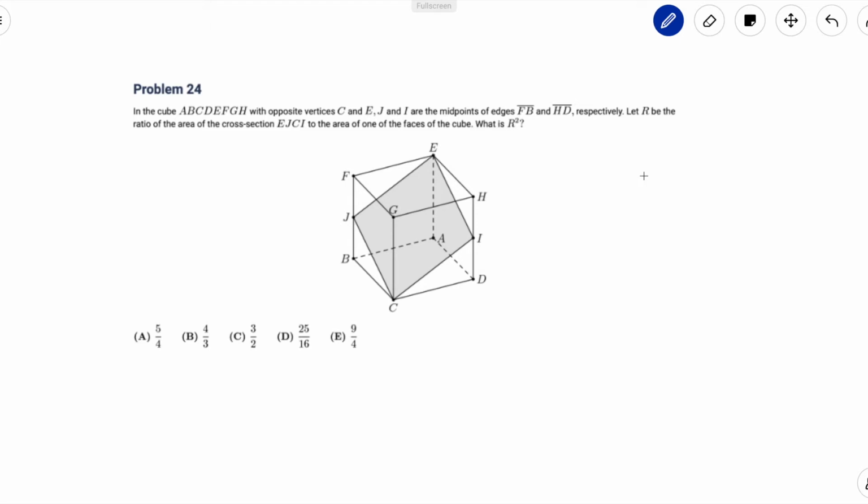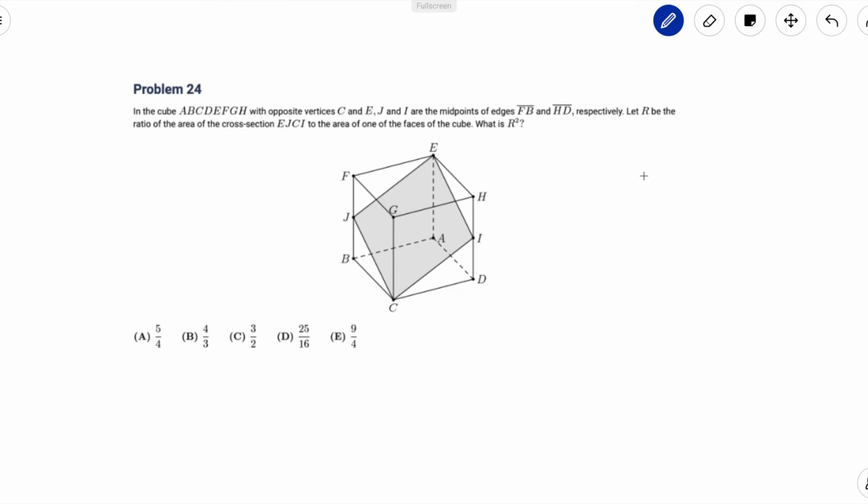So this problem says, in the cube ABCDEFGH with opposite vertices C and E, J and I are the midpoints of the edges FB and HD respectively. Let R be the ratio of the area of the cross-section EJCI to the area of one of the faces of the cube. What is R squared?